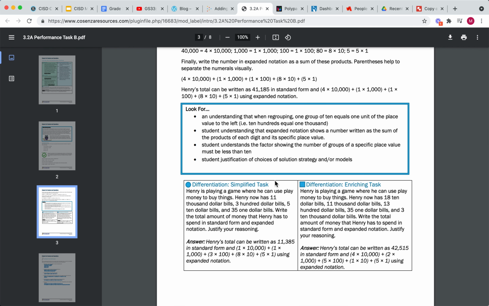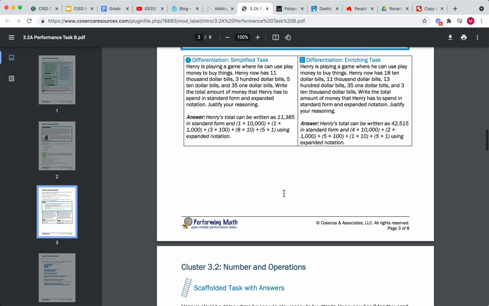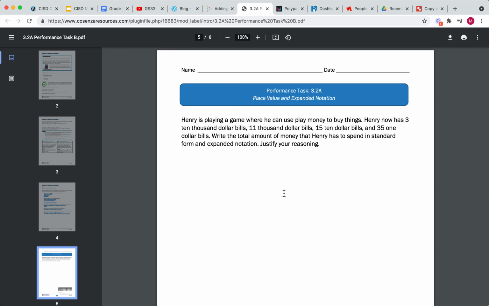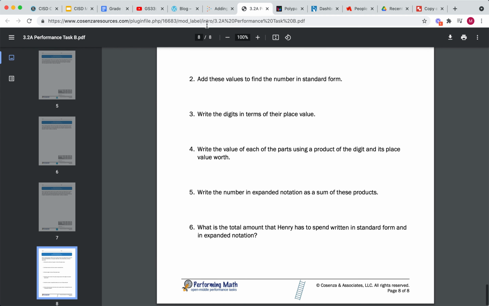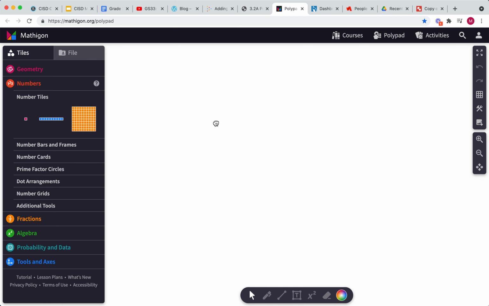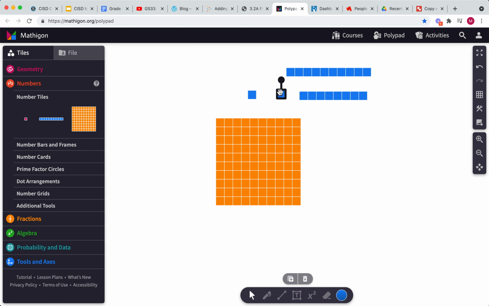It also provides differentiation with a simplified task and enriching task for students that would be more appropriate to receive those. There's also a scaffolded task, and then opportunities for you to just grab that resource and set it up for them in Schoology or print it out for them. There's digital tools in Polypad with digital versions of base 10 blocks that are pretty useful, especially when we're talking about exchanging and trading.